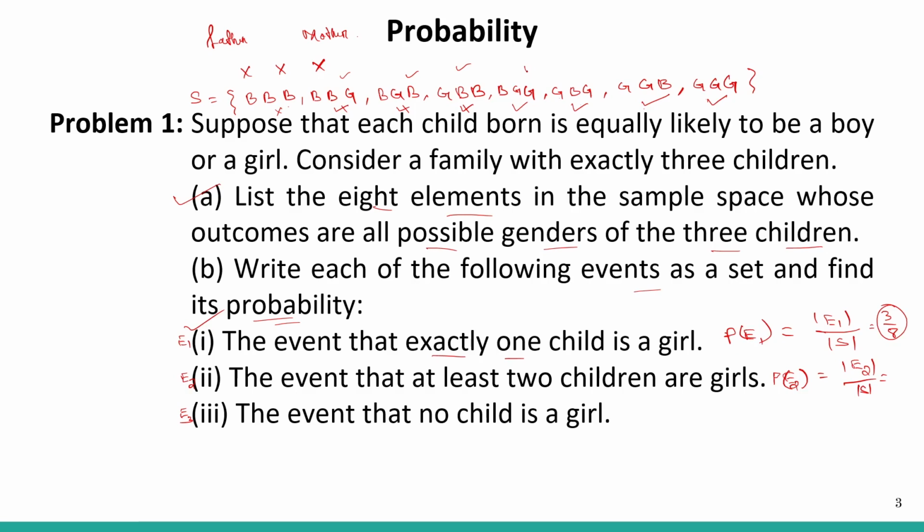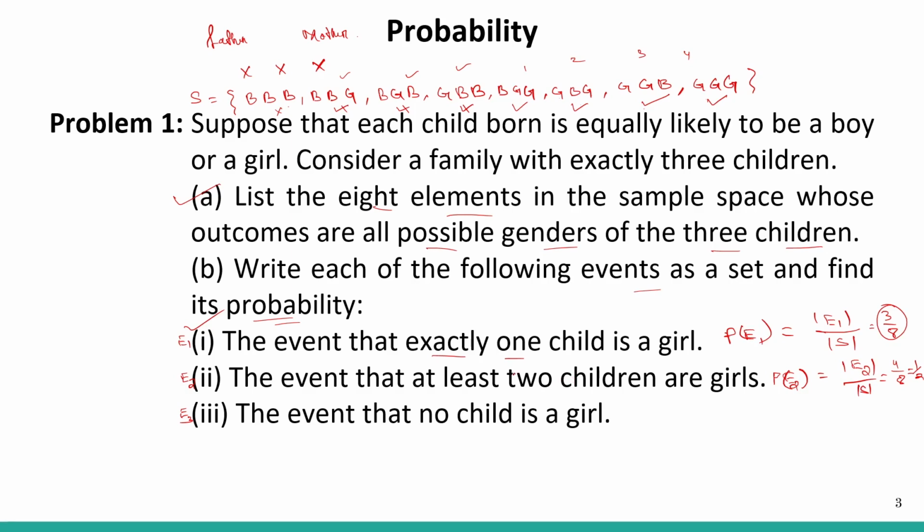So basically, we have 1, 2, 3, and 4. Okay, these four elements belong to E2. So it will be equal to 4 by 8, that is 1 by 2. So there is actually a 50% probability, or 0.5, that at least two children are girls.